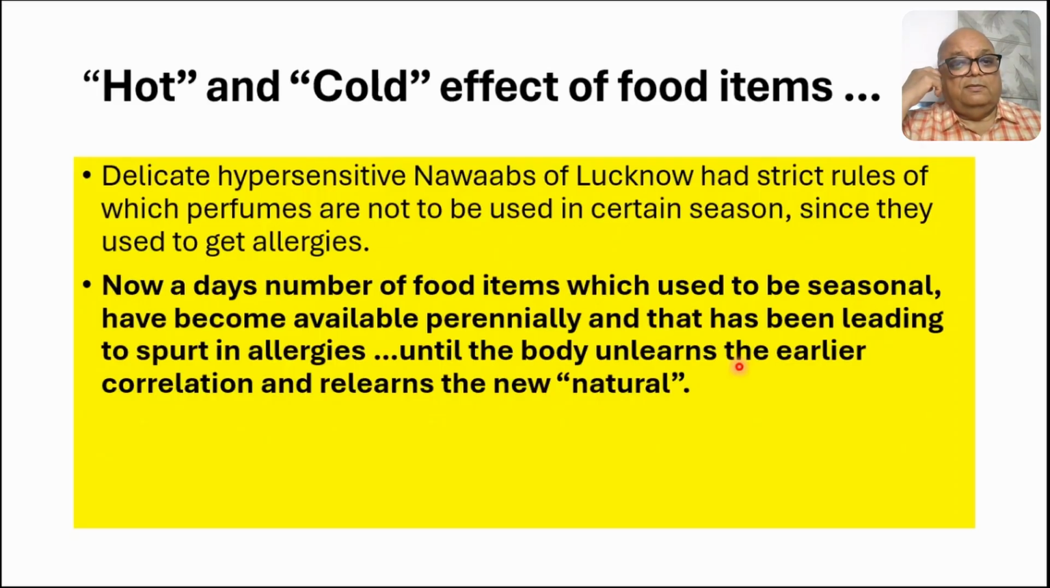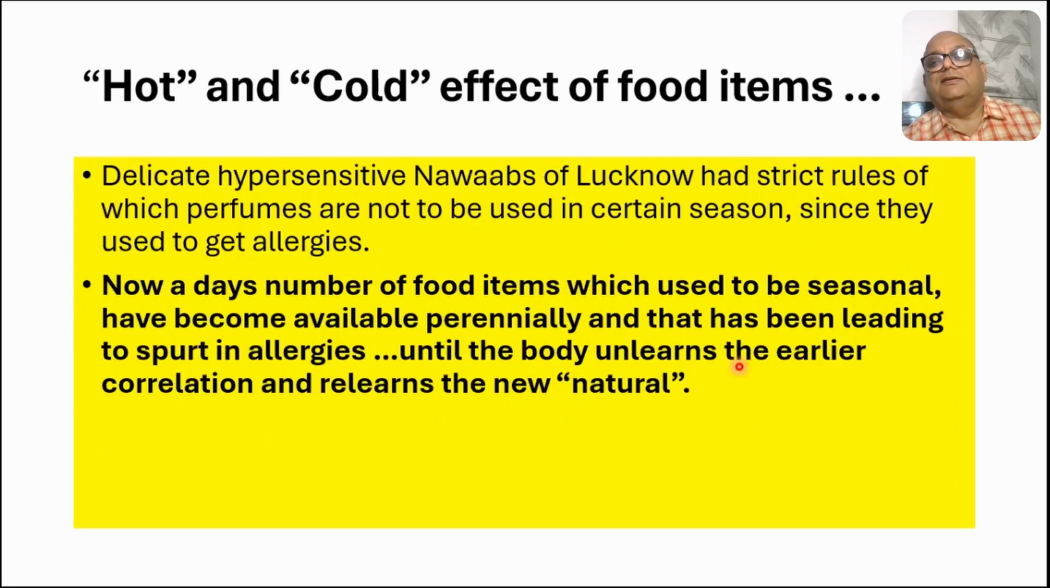And what has happened nowadays is that when I was young, I remember that banana used to come only in monsoon, only in rainy days. But nowadays you get bananas all around the year. So they have become available perennially. So whatever message they conveyed to the body and whatever the body prepared for on seeing banana is no longer valid, because now banana is coming around the year. So this has become the new natural for us. That's what I call it, new natural. Our definition of natural has changed.